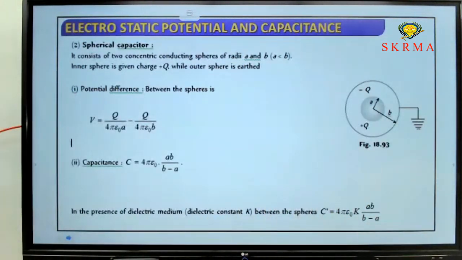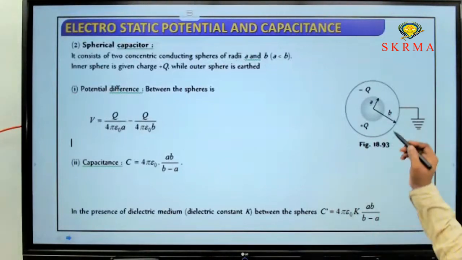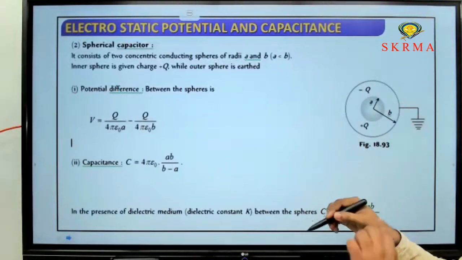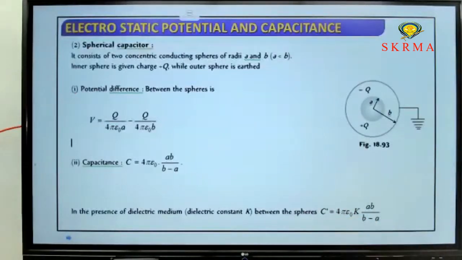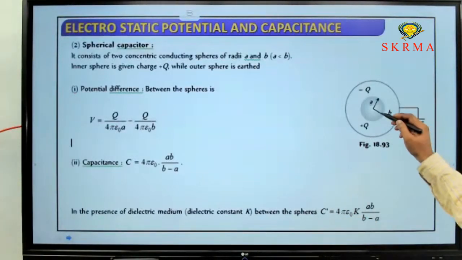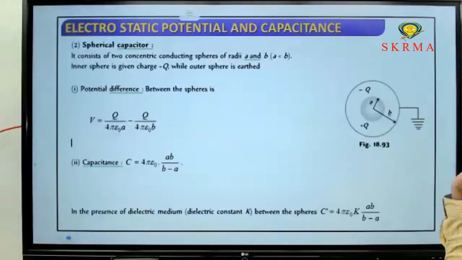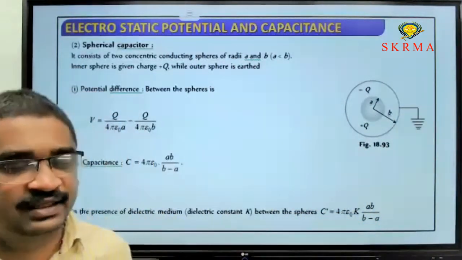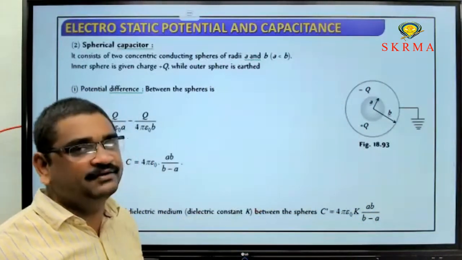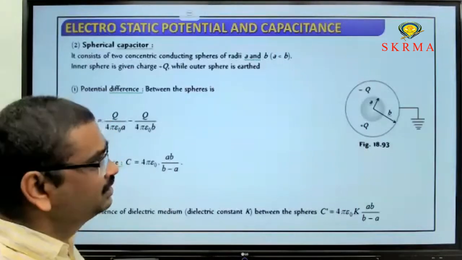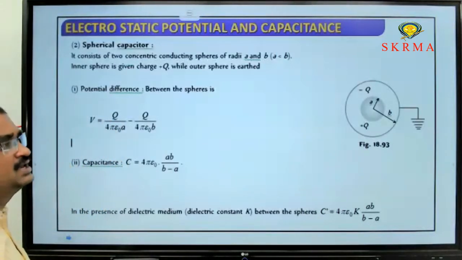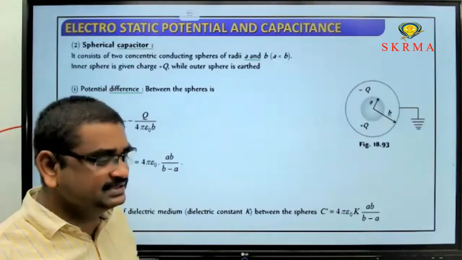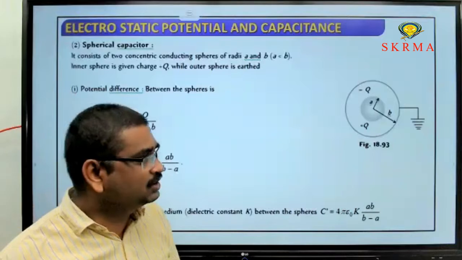Now, for a spherical capacitor, two surfaces are there: an inner surface of radius A and an outer surface of radius B. One is of radius A, the other one is of radius B. Now, what is the inner radius? A is the inner radius. What is the outer radius? B is the outer radius.